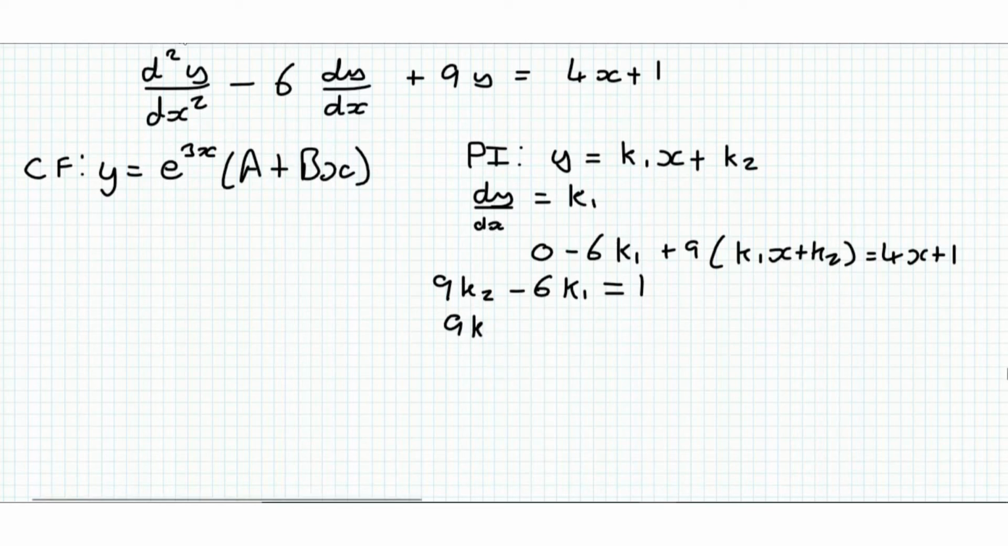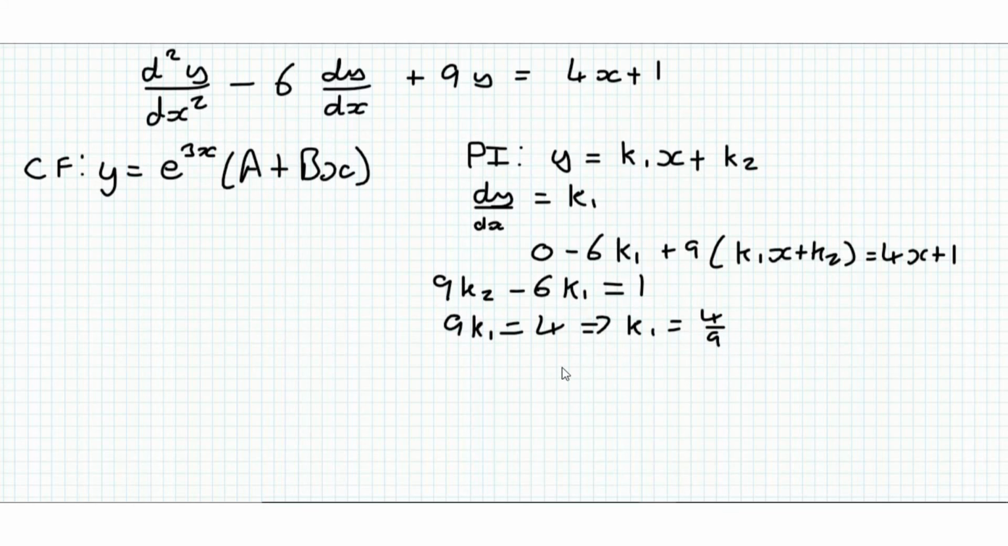This basic idea, you should be familiar with: equating coefficients. The constant coefficients and the x coefficients have to be equal, and the x squared coefficients have to be equal, and so on. So now we've got simultaneous equations, pretty easy to solve. This gives k1 equal to 4/9, and then if you substitute that in here and solve for k2, you get that k2 is equal to 11/27. So the general solution, which is the complementary function added to the particular integral.